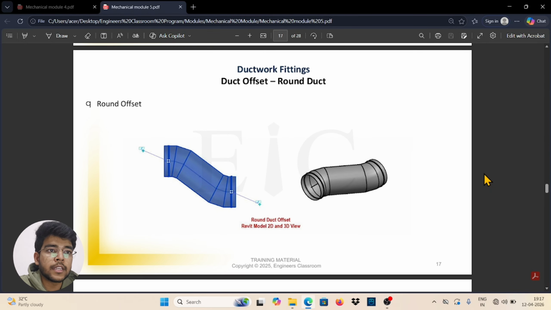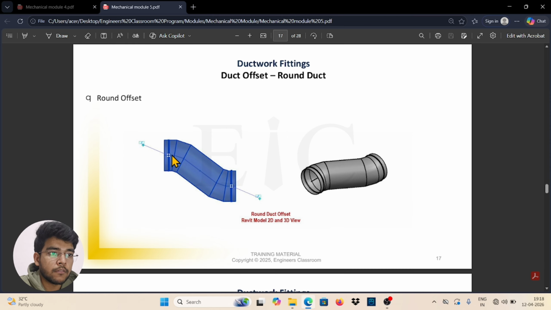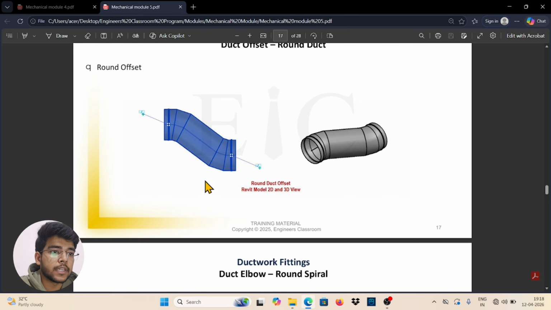It is the round offsets. Offset is something which is connected through a piece of duct. You can connect one duct from here, one duct from here. It is a piece of duct in between, so it is called round offset.